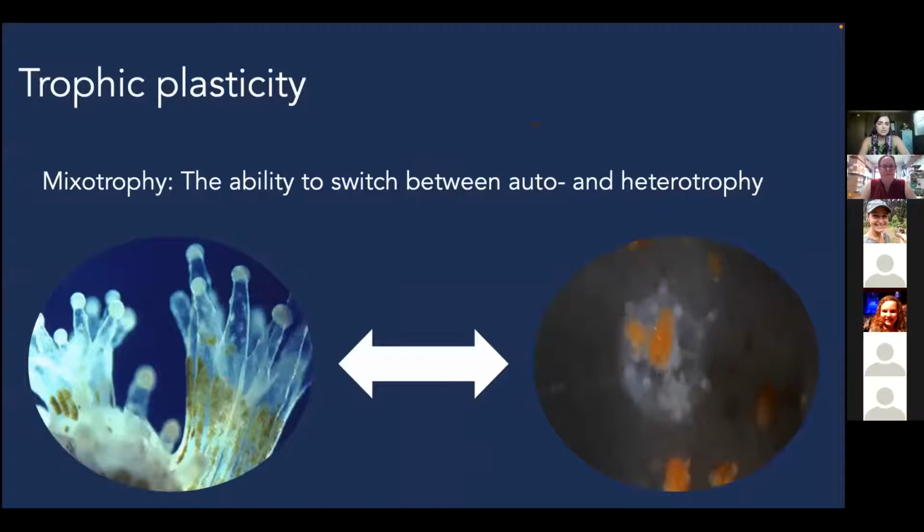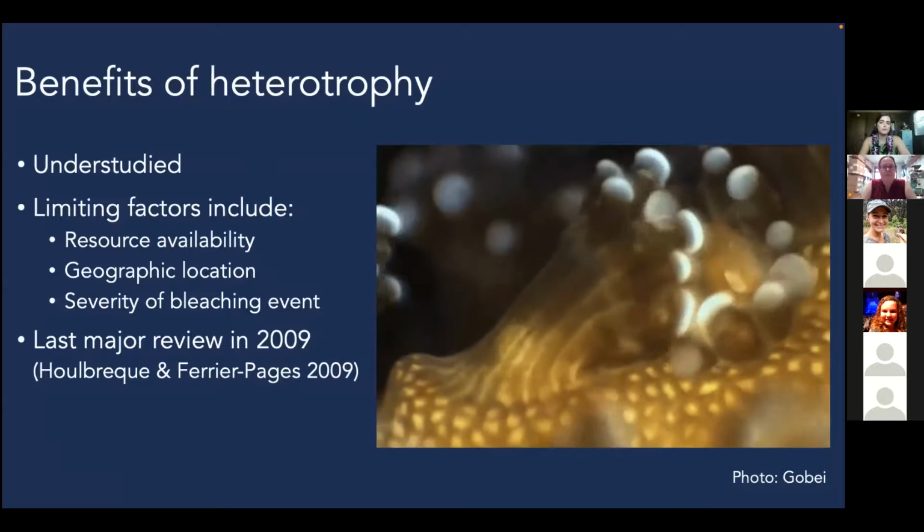Now, even though all scleractinian corals are considered mixotrophic, corals that exhibit trophic plasticity, or the ability to switch from primarily auto- to primarily heterotrophy, are also considered mixotrophic. These corals are thought to be able to switch up their trophic strategy depending on their needs. So what do we know about heterotrophy?